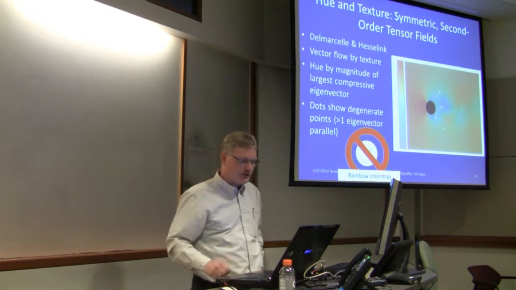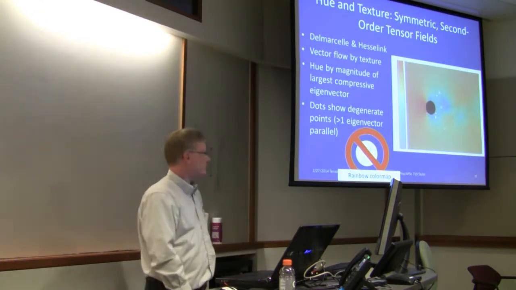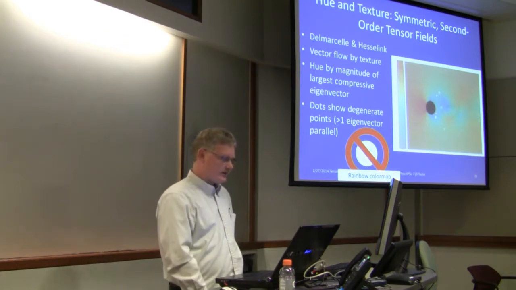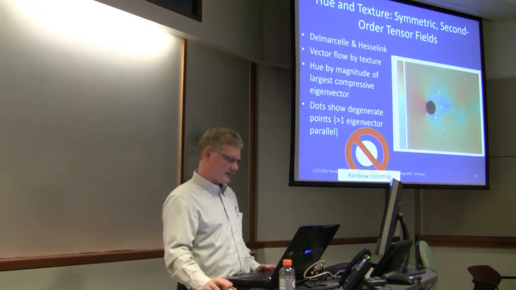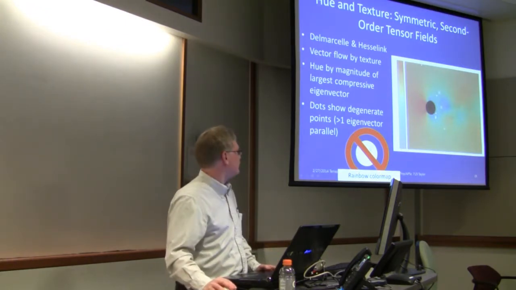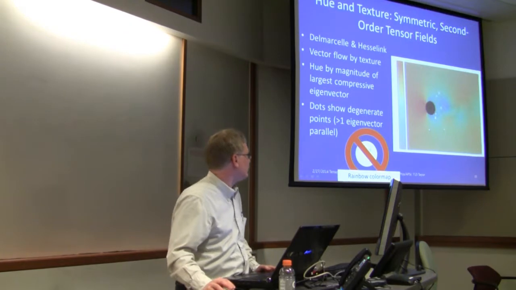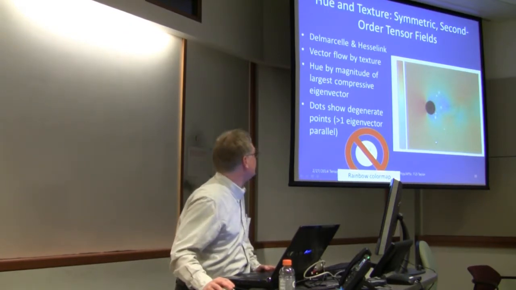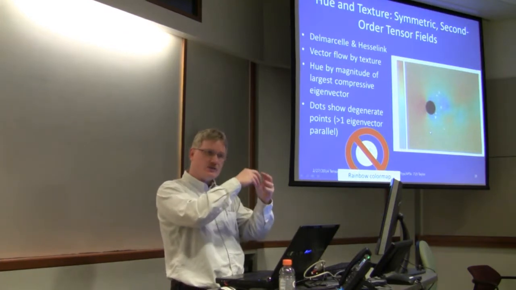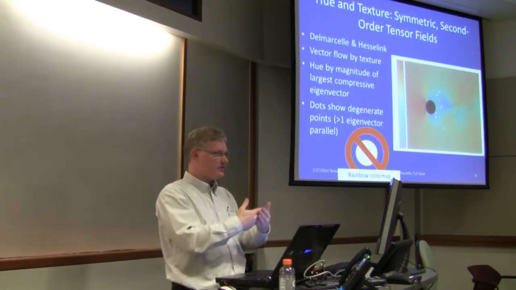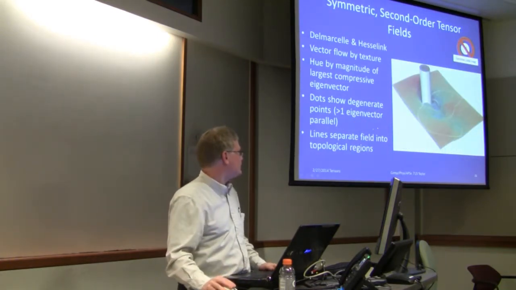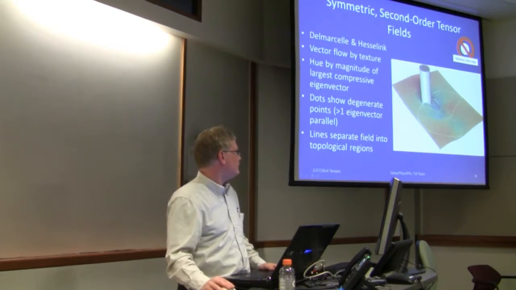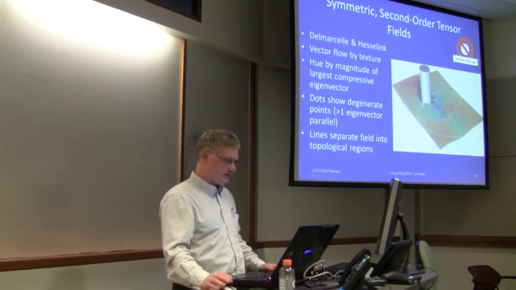All right, so now we're going to do hue and texture for symmetric second-order tensor fields. And so here, basically, is a vector flow by texture. The hue is by magnitude of the largest compressive eigenvector, and these dots show the degenerate points in the flow. All right, we need to make this picture bigger to see what's going on. So this is kind of the diffusion of the texture according to the tensor in the two directions of the plane. This is showing dots, but also the separating surfaces between regions of flow to give you an idea of the geometry behind the cylinder.